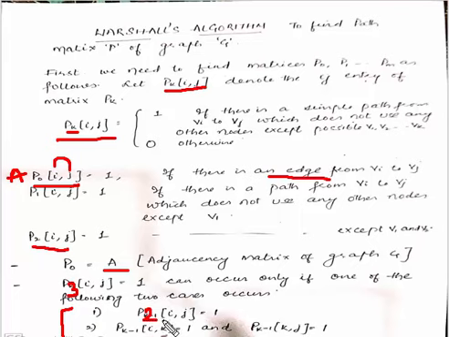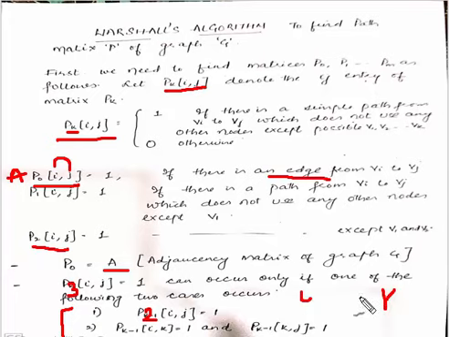Now it would be 1 if P2ij is 1. That means if there is a path from i to j which doesn't use any other node except V1 and V2. So if previously you have calculated P2ij as 1, then obviously it would be 1. But suppose it was 0. Okay, then what will I do? I will go from i, first I will go to 3.